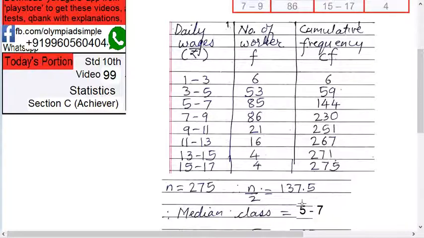5 to 7. Why 5 to 7? See here, the logic behind that is, what is median? Median means when you arrange the values in a serial order, where the half of that, center of that lies. So 137.5 is the half of this total 275. Where does it lie? It lies in this range, 59 to 144, right? Because it's 137.5, it will lie between this range, 5 to 7. Hence the median class is 5 to 7.